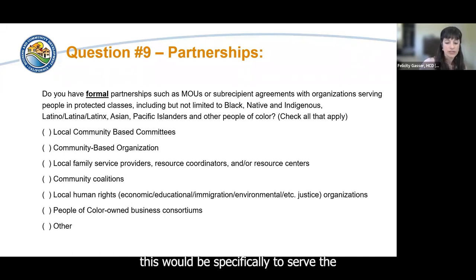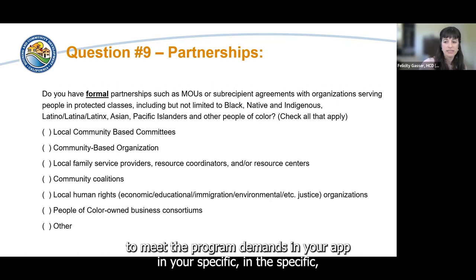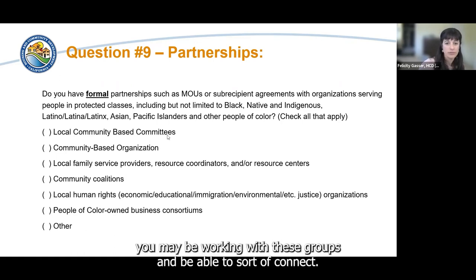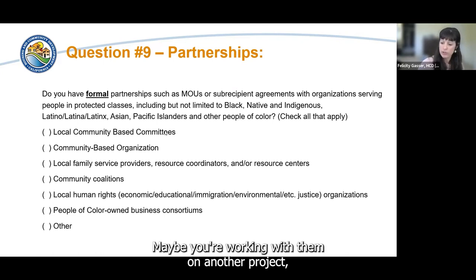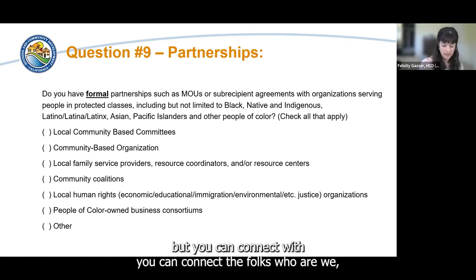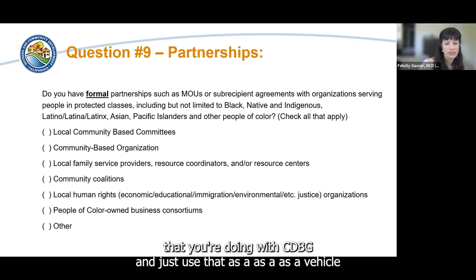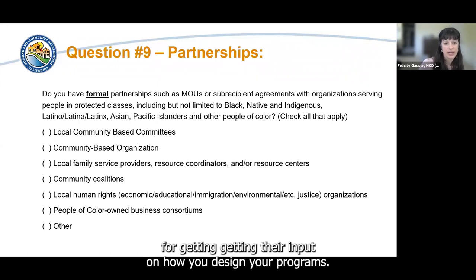And this would be specifically to meet the program demands in your specific CDBG programs. So that you may be working with these groups and be able to connect. Maybe you're working with them on another project, but you can connect the folks who you have community relationships with to the work that you're doing with CDBG, and just use that as a vehicle for getting their input on how you design your programs.